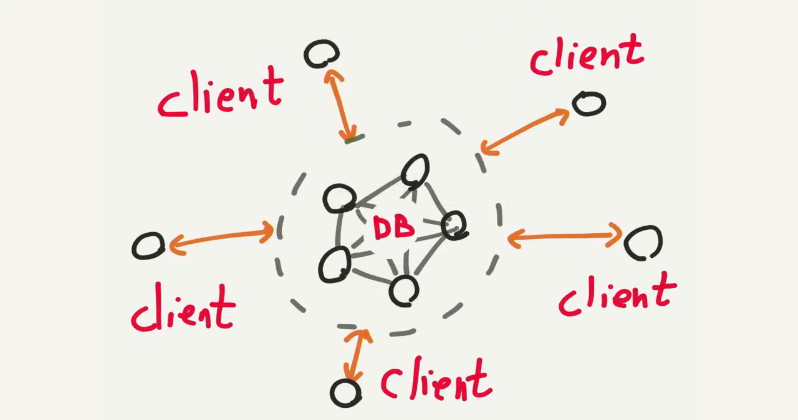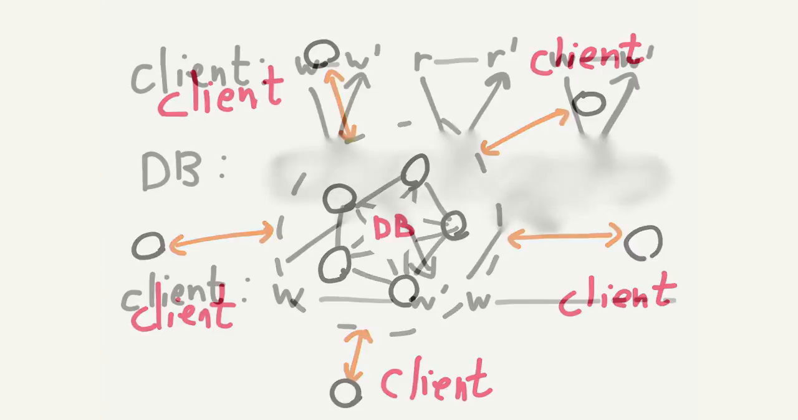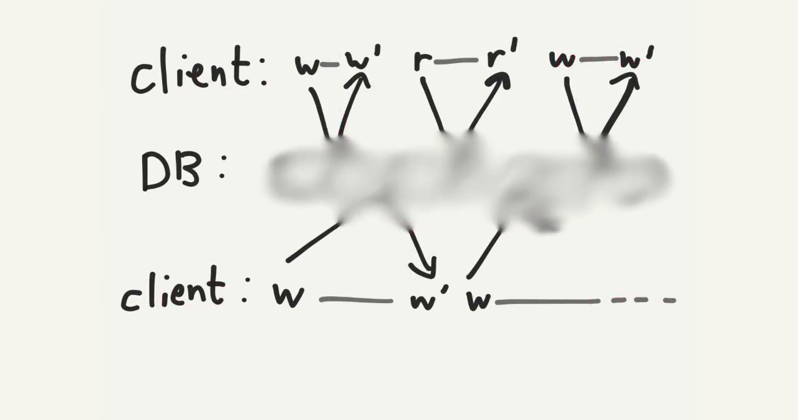So to test this, we're going to run a bunch of clients, typically in one process, so we can see what each client does and when. We'll have the clients interact with the database, typically 5 or 7 nodes connected by a network. But we have no visibility into the database itself.